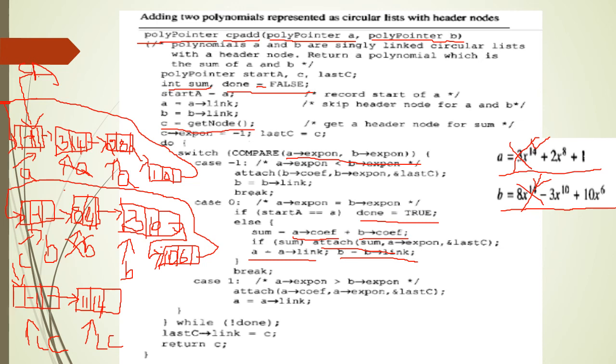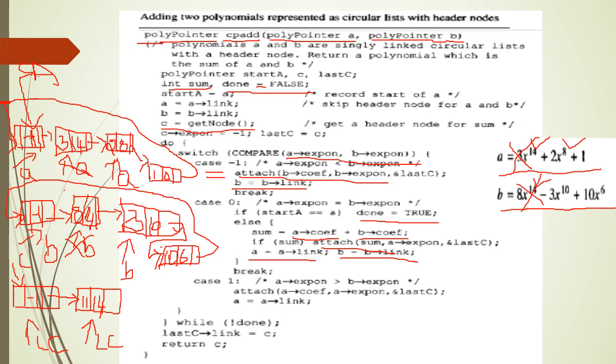So, it goes back to here and again it will compare the leading exponent of the first polynomial. Now, at this point of time the leading exponent of the first polynomial is 8 and the leading exponent of the second polynomial is 10. So, 8 is less than 10. So, therefore, the compare function will return -1. It matches with the case -1. So, in the case -1, it will attach the term from the second polynomial, that is B, to the resultant polynomial. We will call the attach function, and inside the attach function we will create a node and the result will be attached to the resultant polynomial.